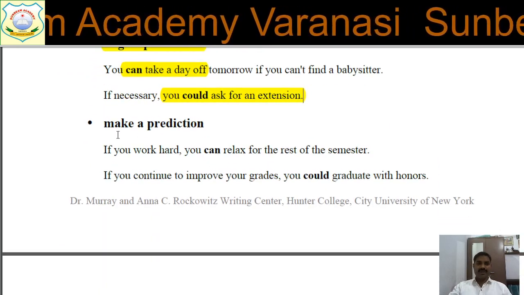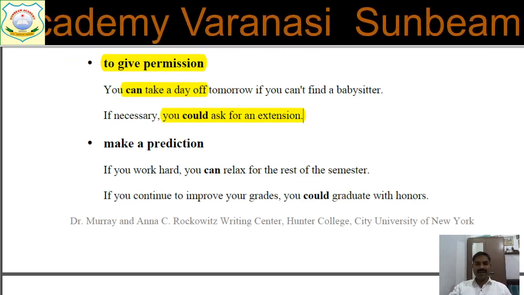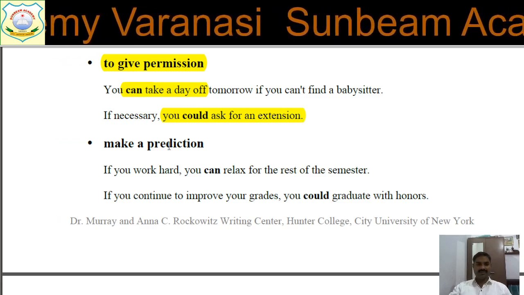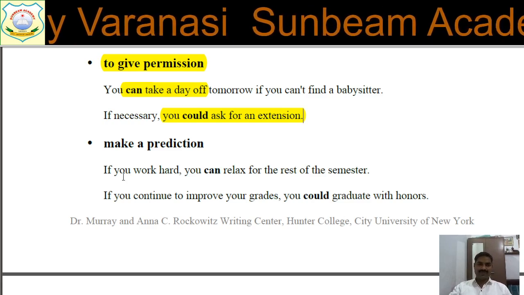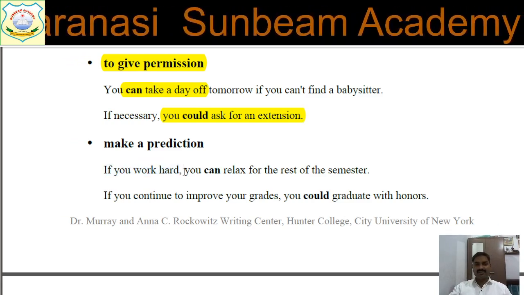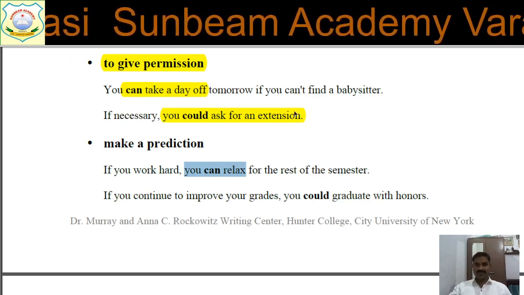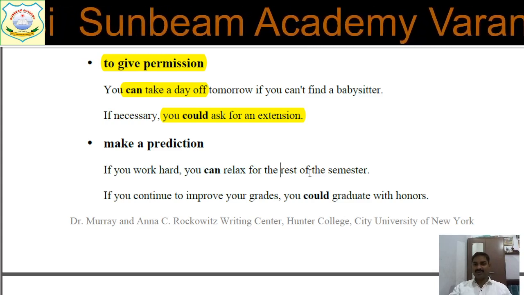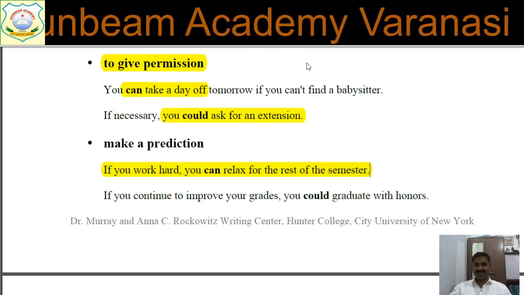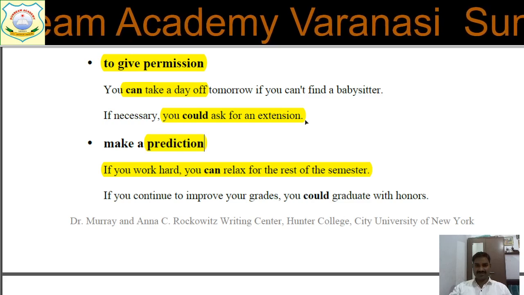Next is make a prediction. So if you want to predict something, there as well you can make use of can and could. Let us see the example. It is written here, if you work hard, you can relax. So here you are predicting. Okay, you can relax for the rest of the semester. Means this is the conditional thing. This is the conditional thing. Okay, so what you are doing? You are just making your predictions.